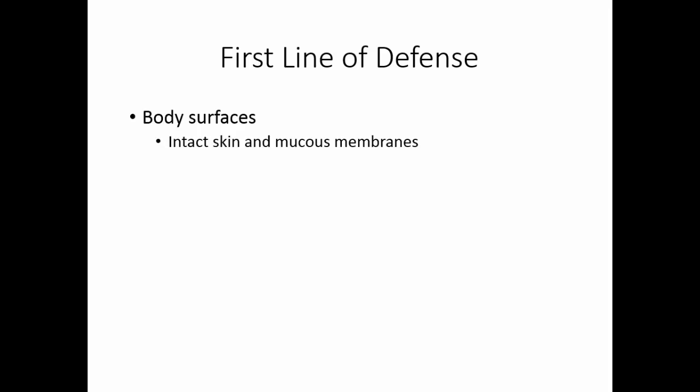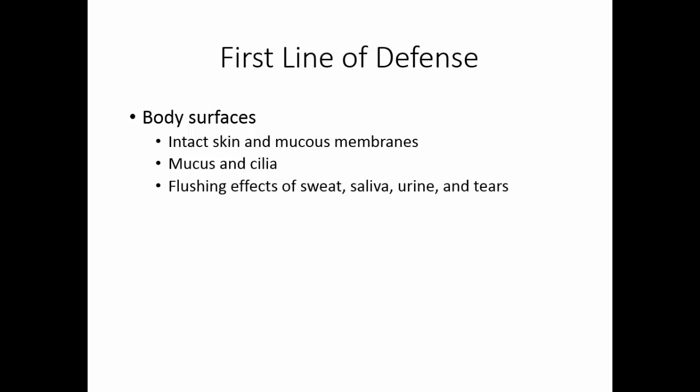Our first line of defense are our body surfaces. This will be things like our intact skin and mucous membranes. The mucus on mucous membranes acts to trap bacteria, and a great many of our mucous membranes have ciliated cells. As the cilia move, it will move the mucus toward a natural opening. Sweat, saliva, urine, and tears all come from natural body openings. These are ways that bacteria can get in. But because these fluids are flowing out, they have a flushing effect on these tubes.